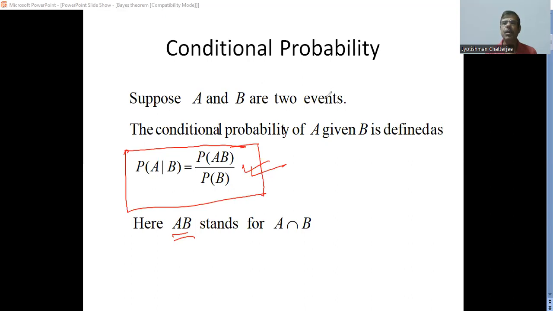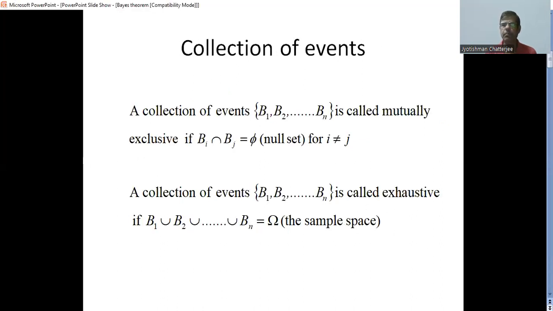In the last session, we talked in detail about what conditional probability is and saw different examples. Then we talked about pairwise independence, mutual independence, etc. Let's go to the next slide. Let's consider a collection of events. We are heading towards Bayes theorem.